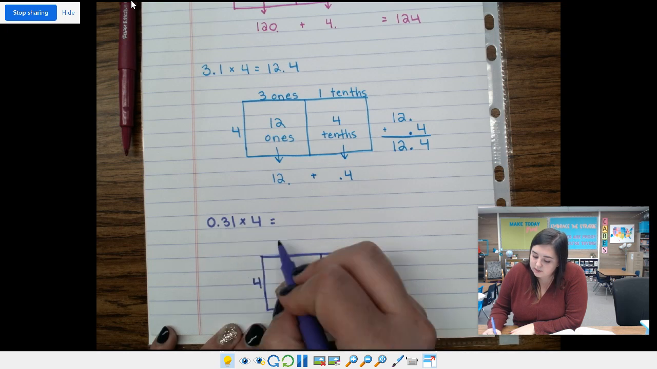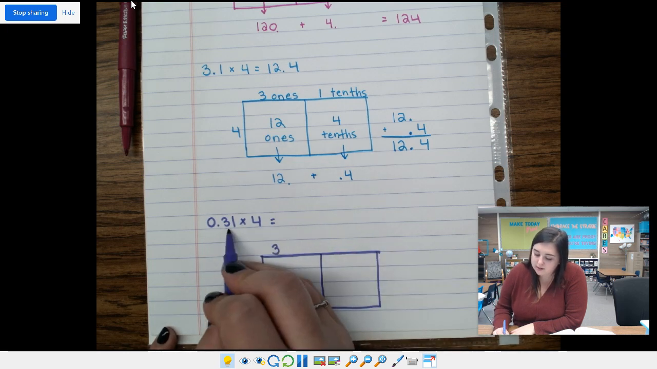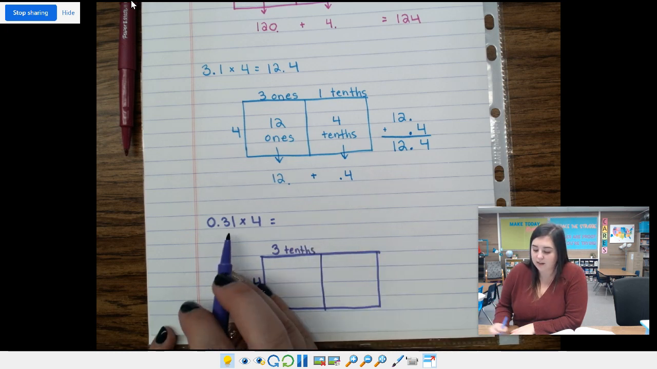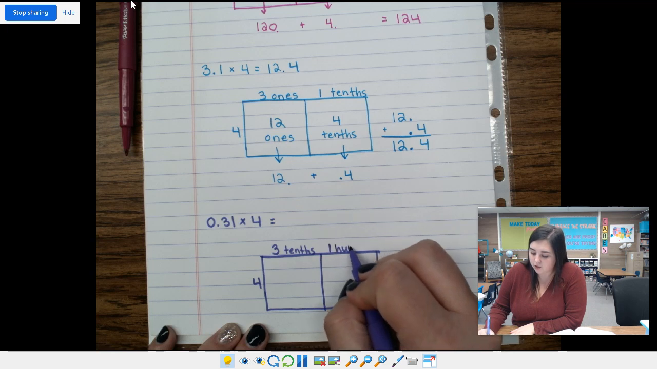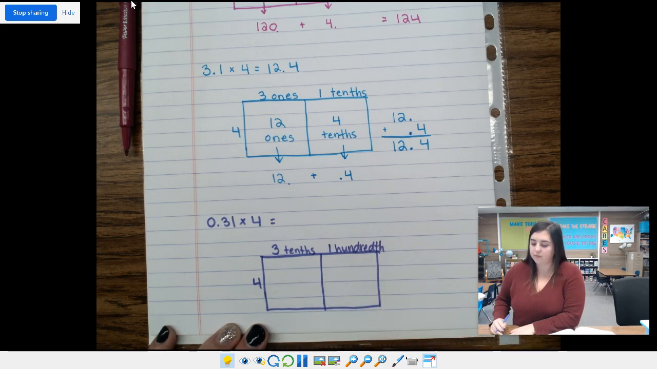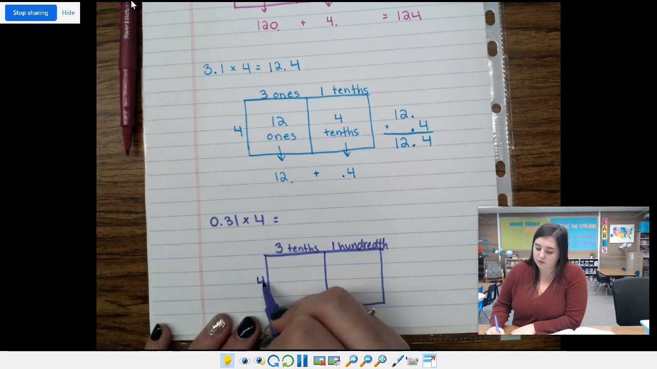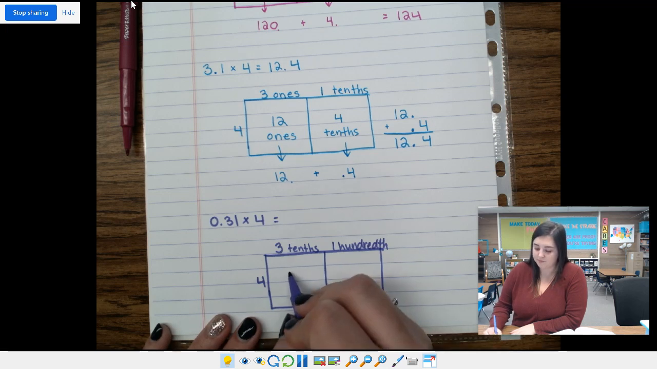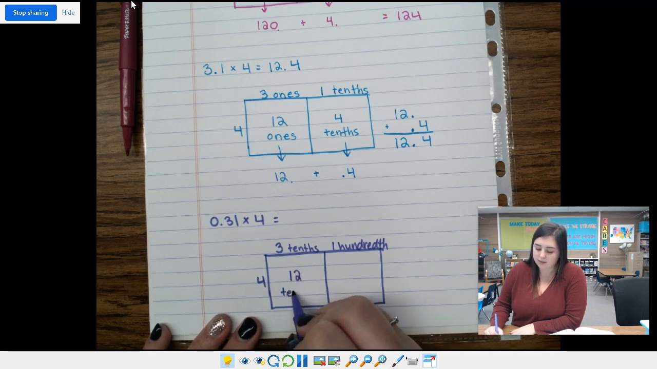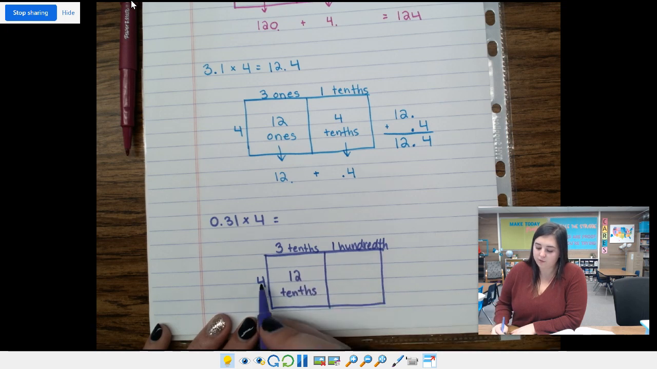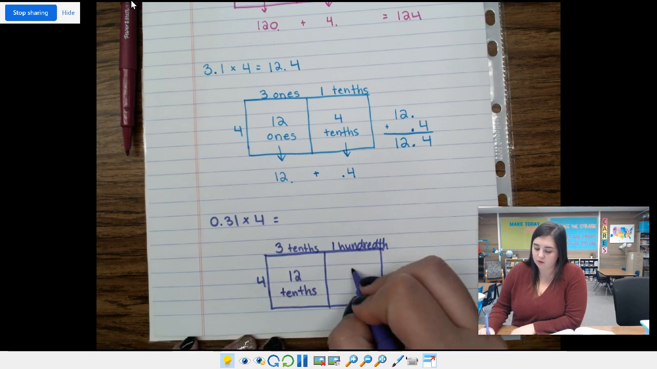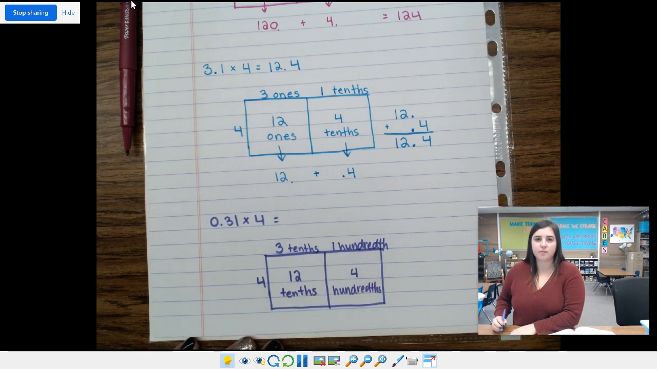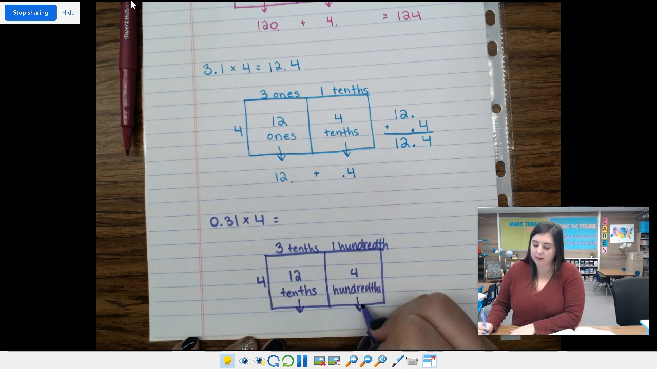The first digit I hit is a 3, and it's in the tenths place. And the second digit is a 1, and it's in the hundredths. Solving 4 times 3 tenths, what would that be? 12 tenths. What about 4 times 1 hundredth? 4 hundredths. Now, what would these two look like as a decimal?